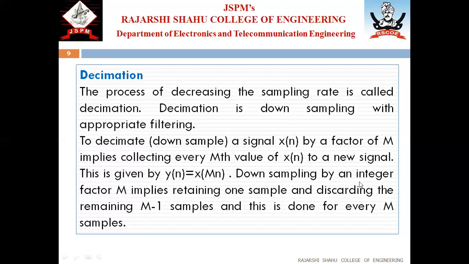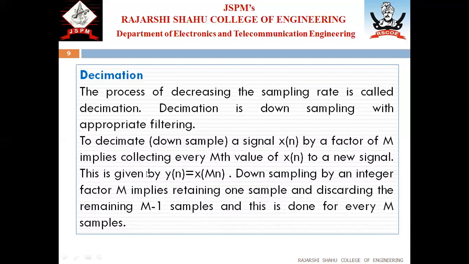So what does downsampling by an integer factor M mean? We have to retain one sample and discard the remaining M minus 1 samples from a bunch of M samples. If we are considering a bunch of M samples, we have to retain one and discard the remaining M minus 1 samples.